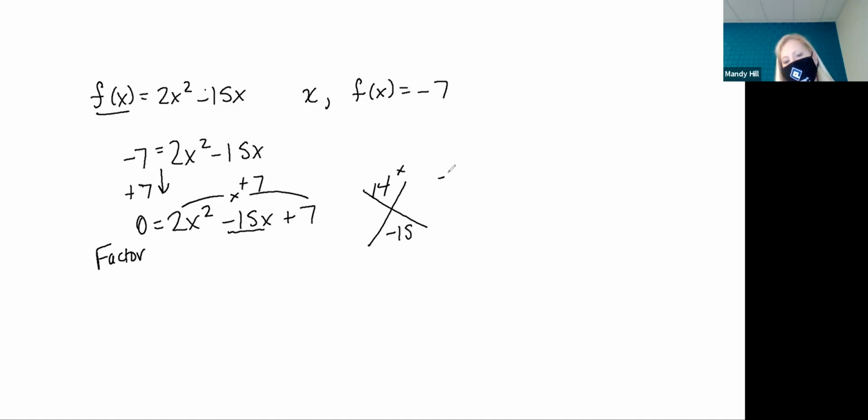So how about negative 14 times negative 1? That's 14, but negative 14 plus negative 1, negative 15. So those are my two numbers that go right here. Negative 14 and negative 1. If there's a number in front of the x squared, which this one does have, I have to divide by it. So I'm dividing by 2 on both sides.